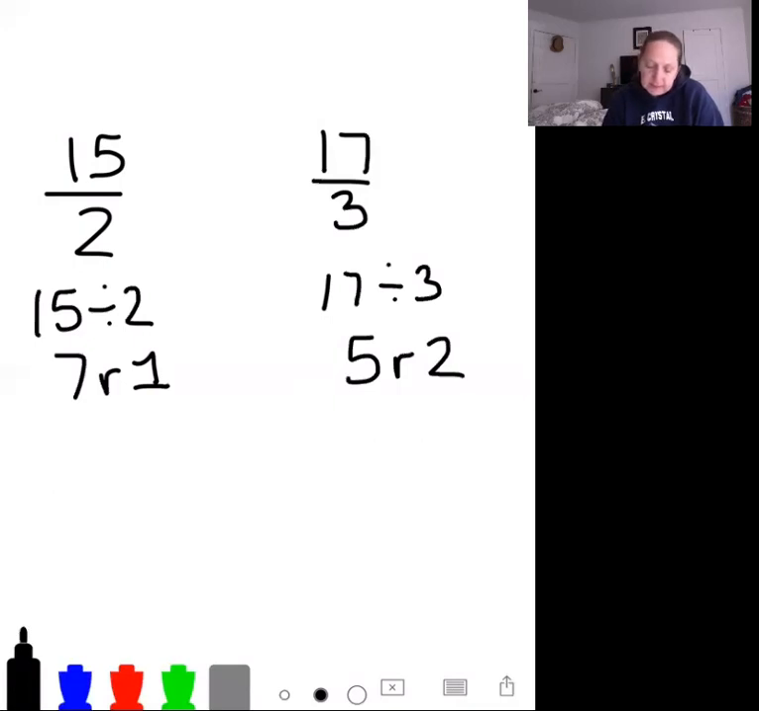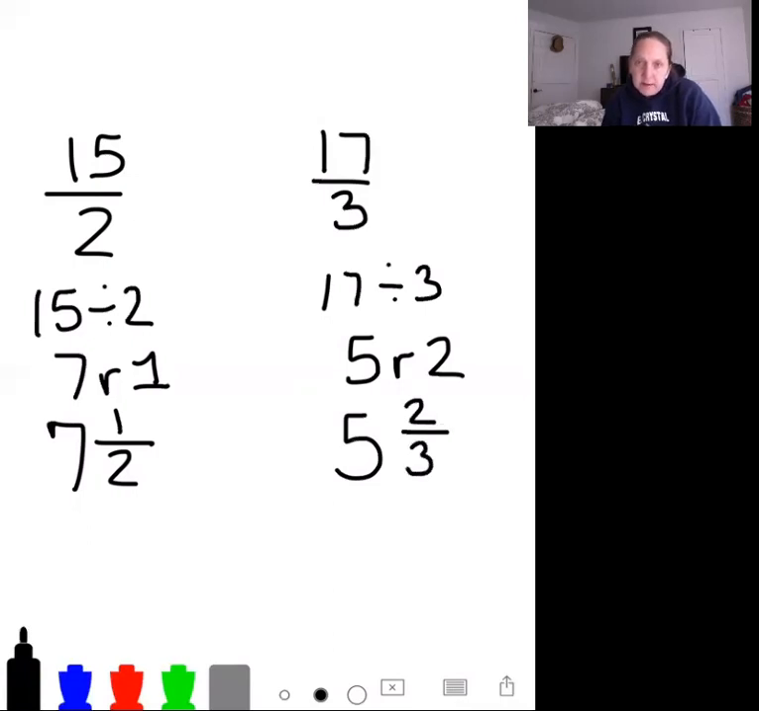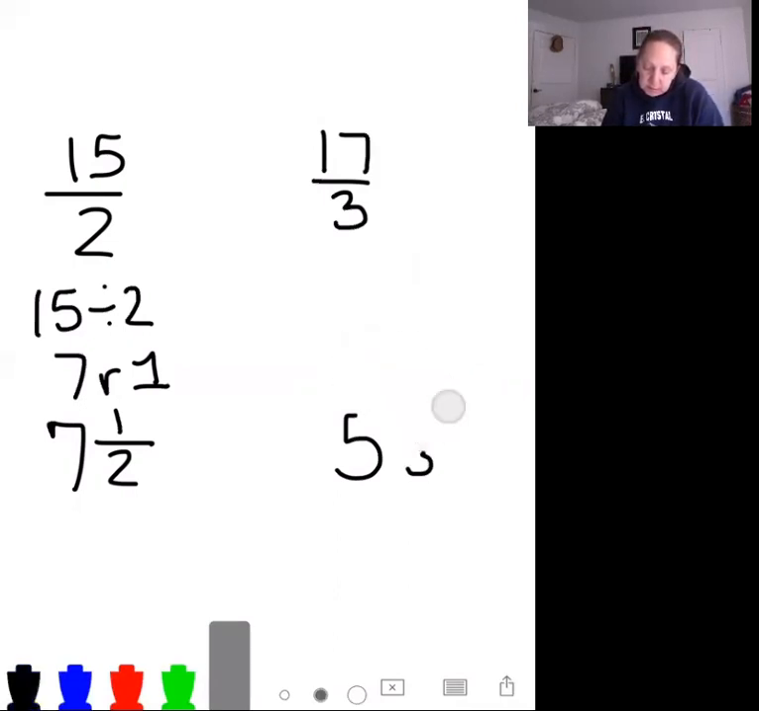If this is the case, we can say the whole is 7, the remainder is the numerator, and the denominator stays the same. Same can go over here. 5 would be your whole number, the numerator is your remainder, 2, and the denominator stays the same. So 5 and 2/3. But say we want to do it the way Mrs. Baker was talking about previously.